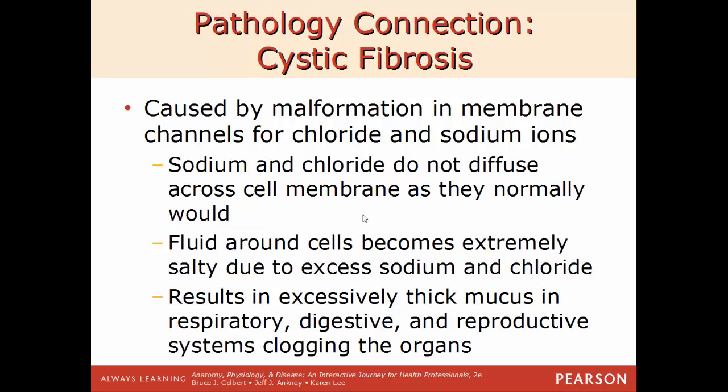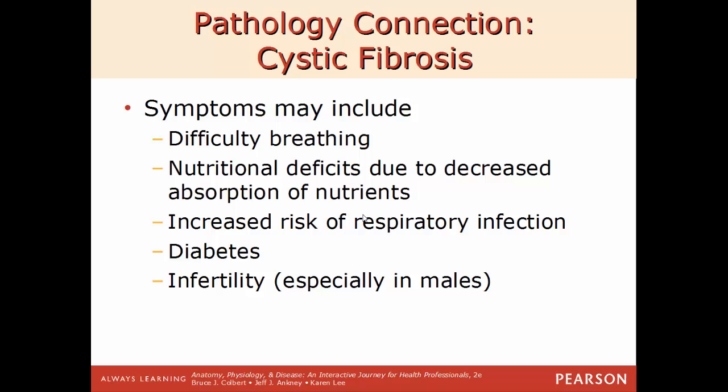So the fluid around the cells becomes very, very salty compared to the other cells because of the buildup of excess chloride and excess sodium. This results in a very, very thick layer of mucus found in the digestive tracts, the respiratory tracts, and the reproductive tracts around the organs. Some common symptoms of CF are difficulty breathing, nutritional deficits because you have decreased absorption of nutrients, and a much higher risk for respiratory infections, diabetes, and infertility, especially in males.